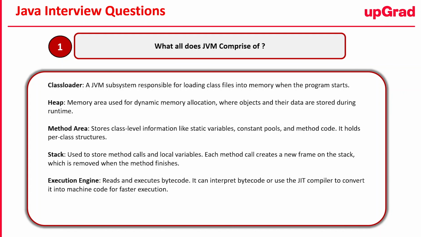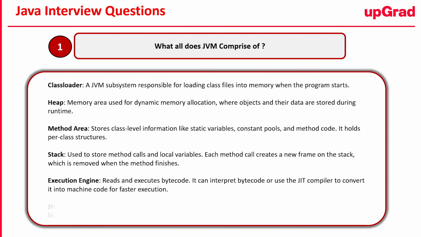Then there is execution engine. This is the component that reads and executes the bytecode of the Java program. You should highlight that the execution engine can either interpret the bytecode line by line or use the JIT, that is just-in-time compiler, to convert the bytecode into machine code for faster execution.